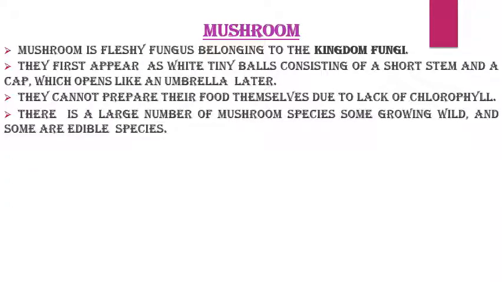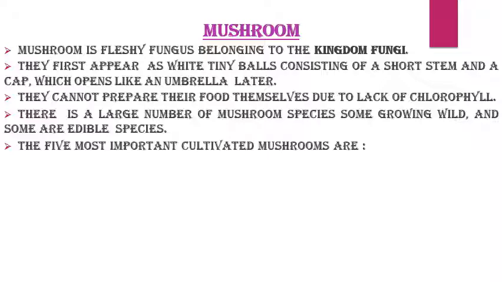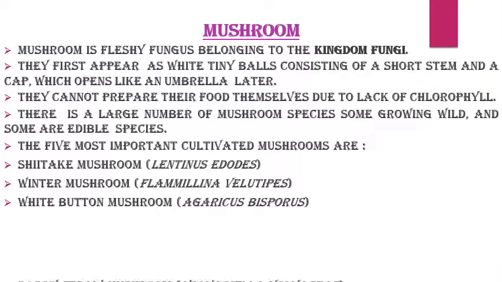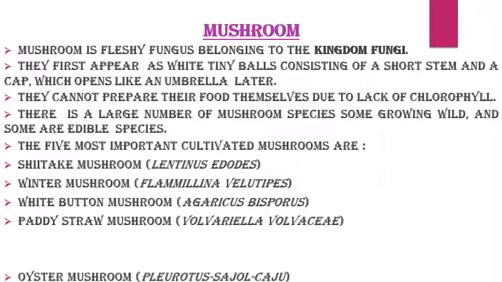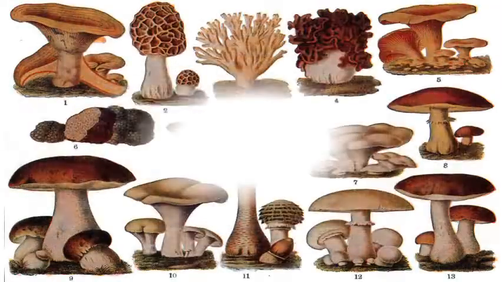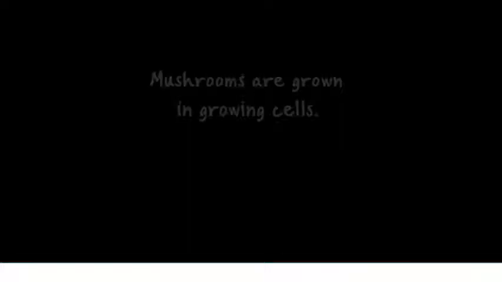There is a large number of mushroom species, some growing wild and some edible species. The five most common and most important cultivated mushrooms are shiitake mushroom, winter mushroom, white button mushroom, paddy straw mushroom, and oyster mushroom. You can see the original figure of mushroom in this slide.